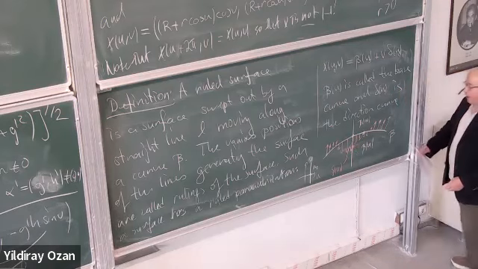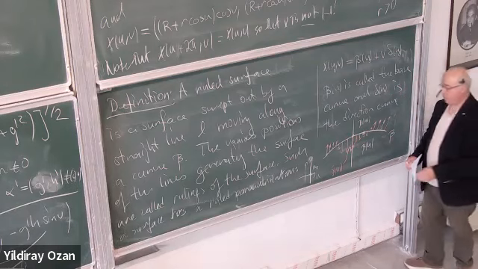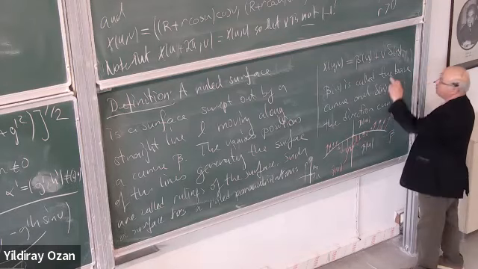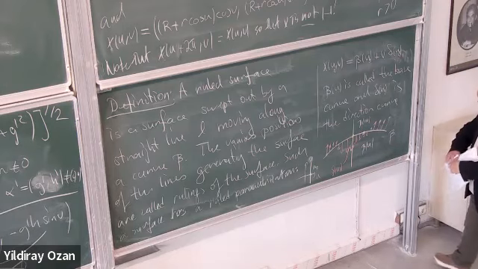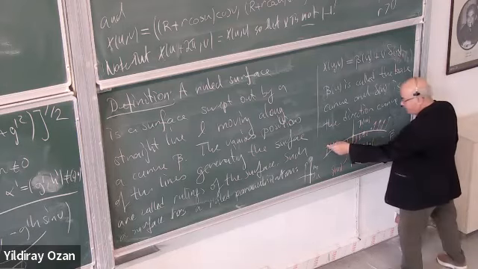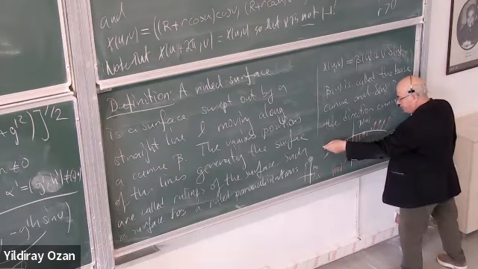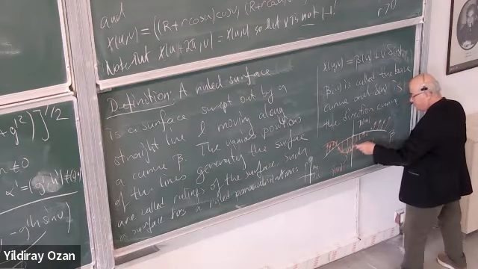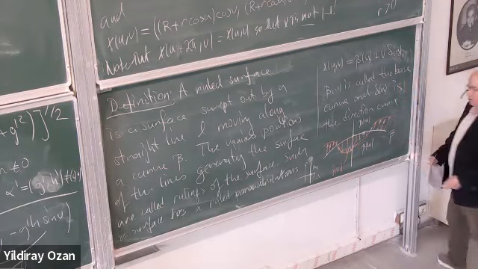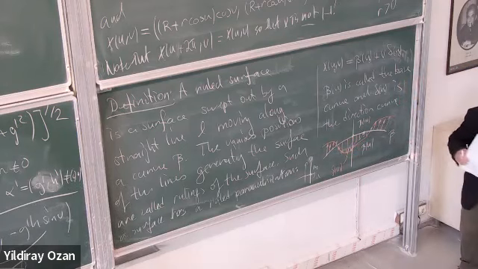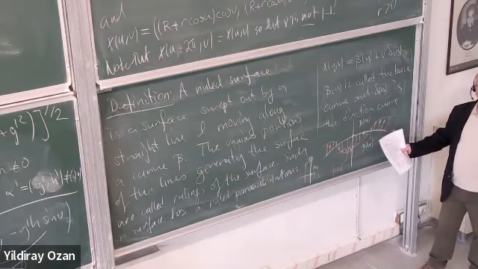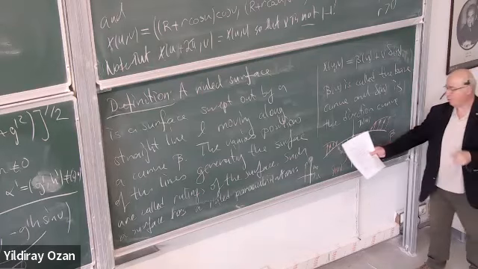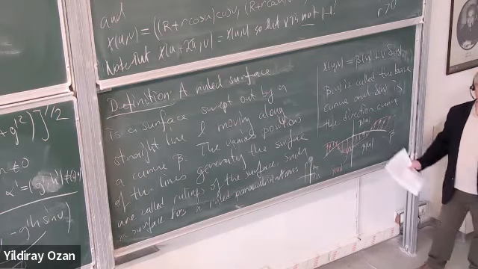So at each point of your curve, you have a line in the direction of this vector, okay? So this surface is something like this, a part of this surface. You have this curve, and then you have just lines attached to this surface.